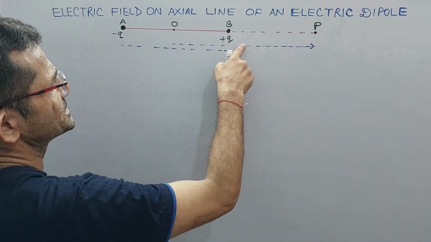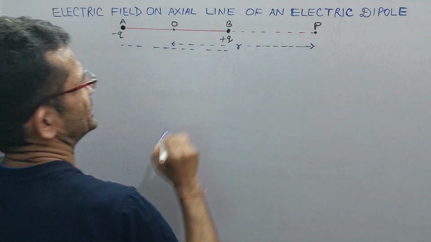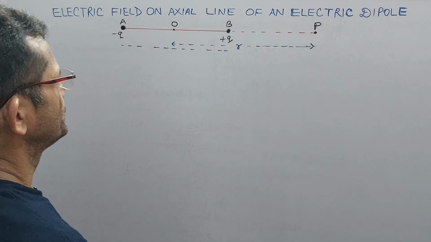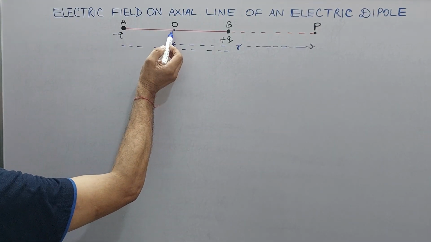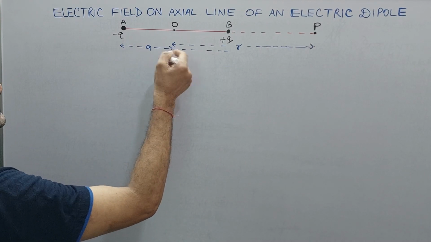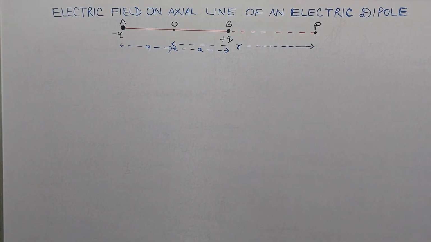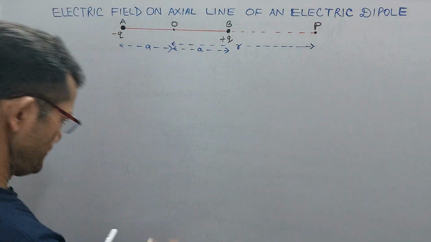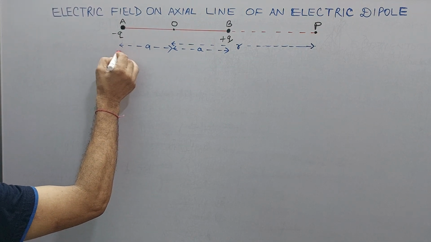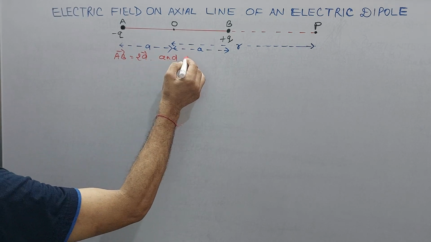Now the distance between minus q and plus q is 2a, and O is the midpoint. This will be a and this will also be a. From here to here is a, and this is again a. So this is the system, and the line from A to B is known as the dipole axis. So vector AB will be 2a, along the dipole axis.